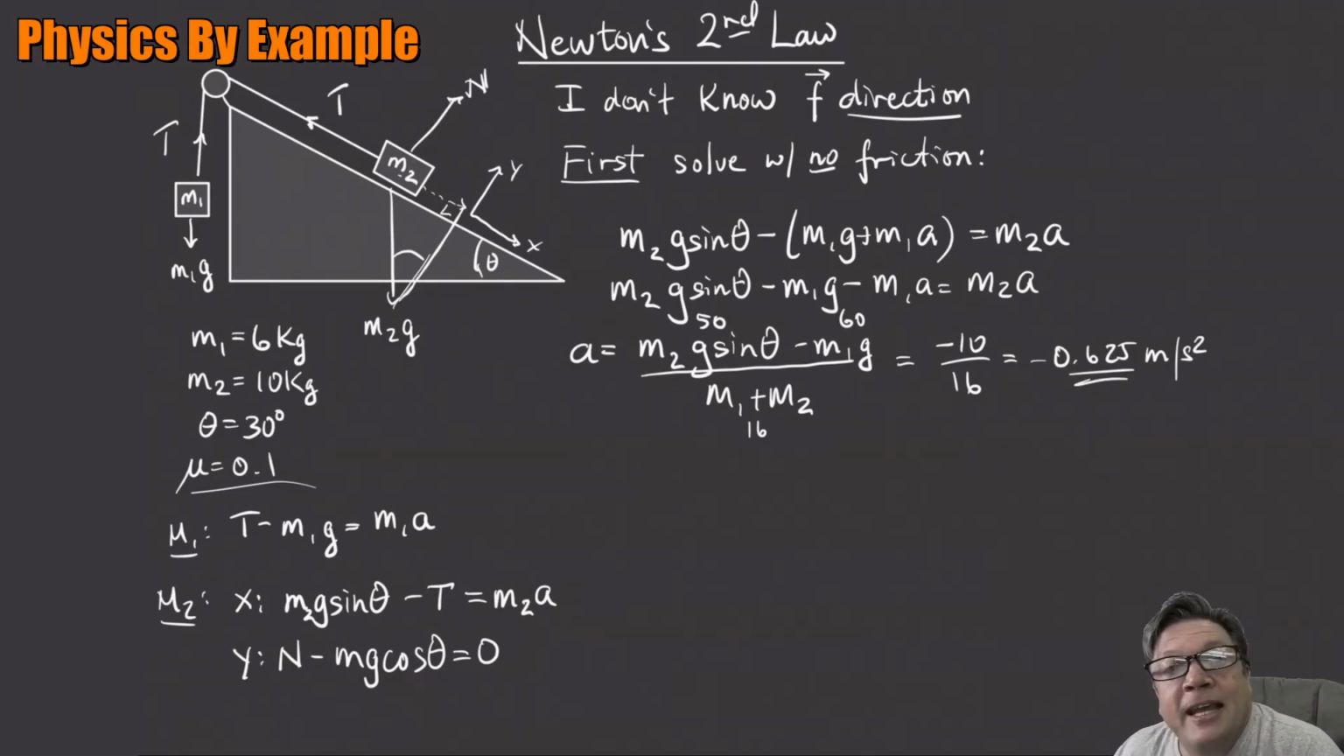And look, the a is negative. I just assumed that a would be positive, but I'm getting a negative answer for a. So what that means is that in the absence of friction, m2 is going up the plane. m1 is winning the battle, and so it's pulling m2 up the plane. So this tells me now I can actually solve the problem.